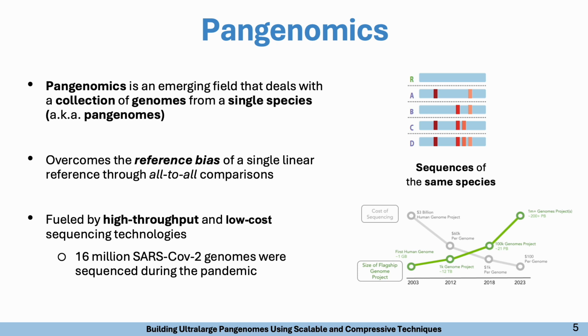And this field is fueled by advancements in technologies, particularly low cost and high throughput sequencing technology that has enabled researchers to sequence genomes from the same species at an unprecedented rate. For example, during the COVID-19 pandemic, more than 16 million SARS-CoV-2 genomes were sequenced, and the trend suggests that these numbers will further grow in the future.